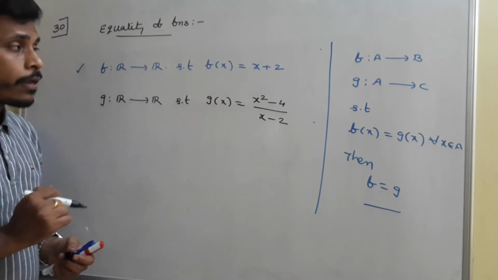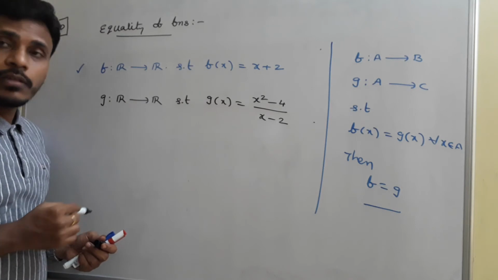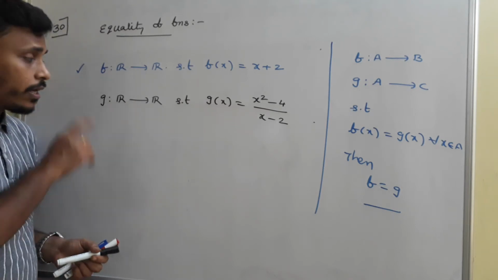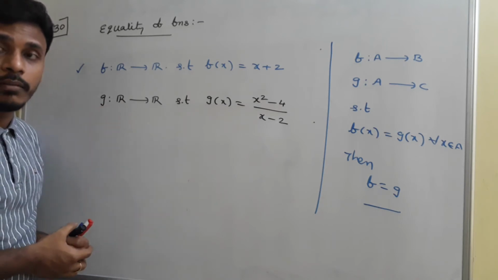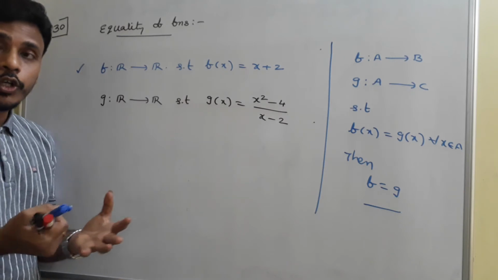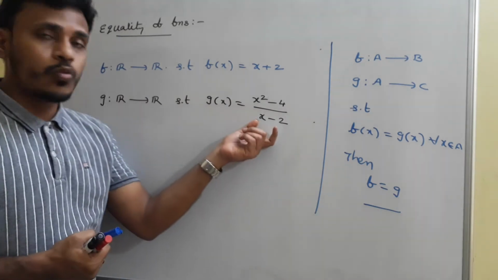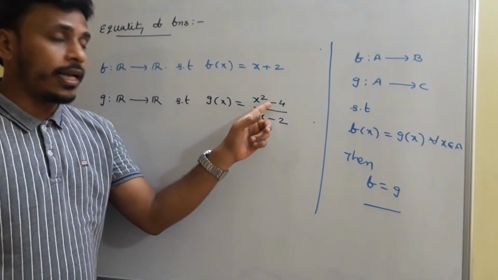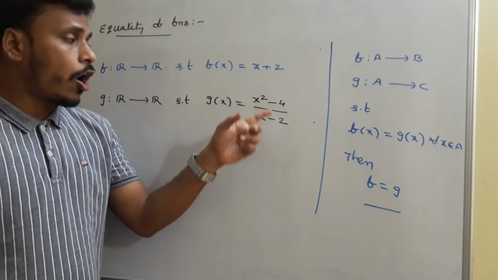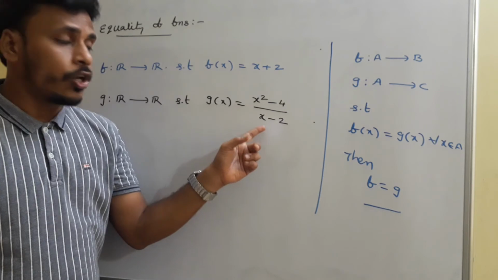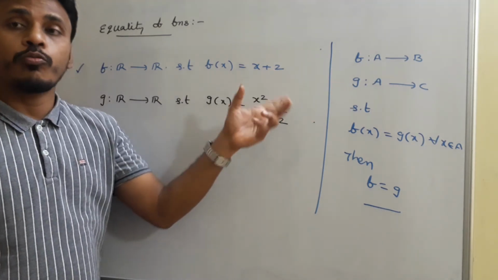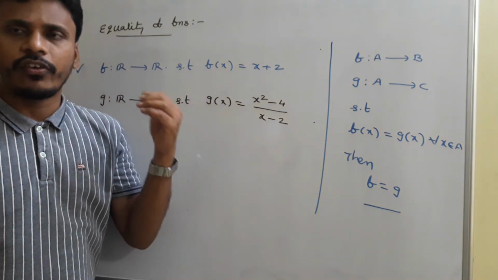Just have a look. f is a function from real numbers to real numbers such that f of x is equal to x plus 2. g is a function from real numbers to real numbers such that g of x is equal to (x square minus 4) by (x minus 2). Usually people will think that (x square minus 4) by (x minus 2) is (x minus 2) into (x plus 2) by (x minus 2). Is it right? On cancellation, you get x plus 2. This is x plus 2, that is x plus 2, both are equal, so they will treat them as equal functions.